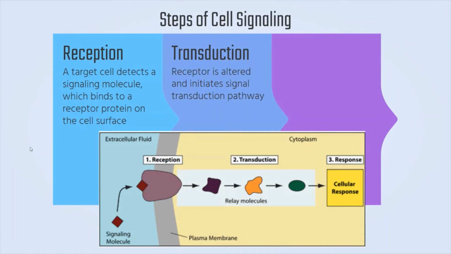The next step is called transduction, and this is when a receptor is altered and initiates a signal transduction pathway. And finally, through these relay molecules, you will carry out a cellular response, which is where a signal will cause a specific response inside of a target cell.